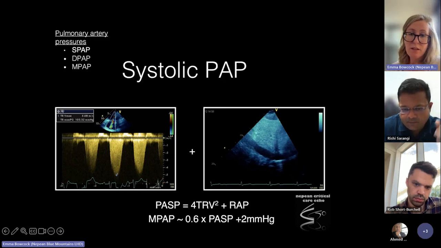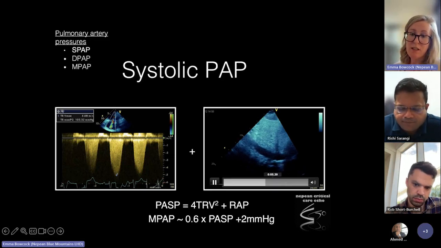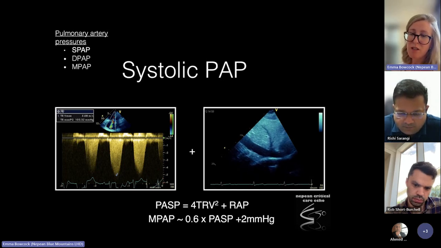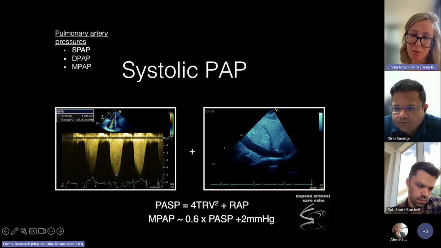So this is what we talked about with systolic pulmonary artery pressures, using your TR jet, adding on your right atrial pressure. Are you all familiar with the cutoffs for right atrial pressures in spontaneously breathing patients? So IVC more than 2.1, less than 50% collapsing, about 15; more than 2.1, more than 50% collapsing, about 8; and then less than 2.1, more than 50% collapsing, about 3, somewhere in that kind of ballpark.